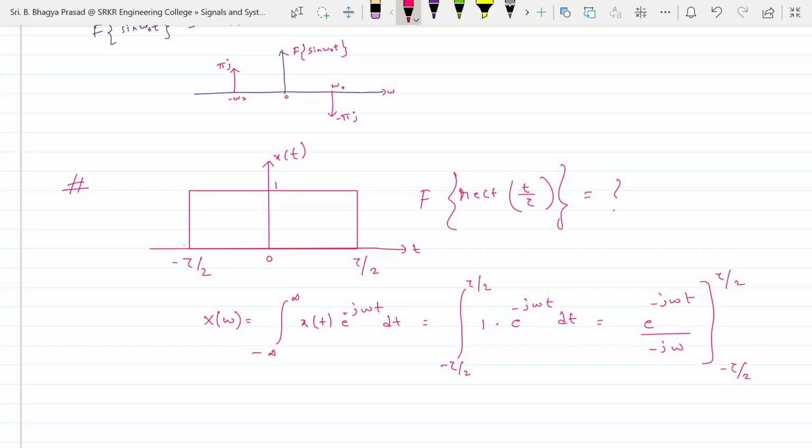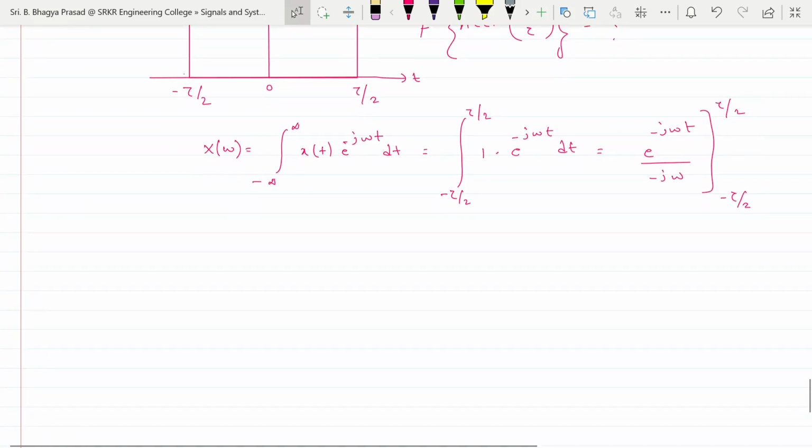So let us substitute the upper limit and lower limit. You will get e power j omega tau by 2 minus e power minus j omega tau by 2, and we have the denominator j omega. I am changing the terms, the minus term.